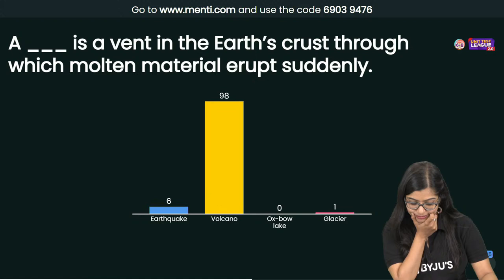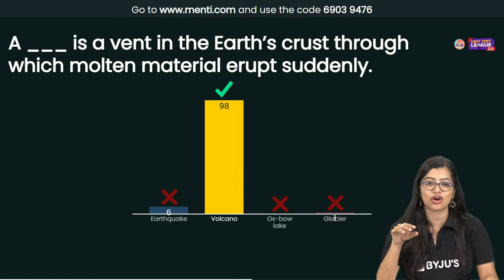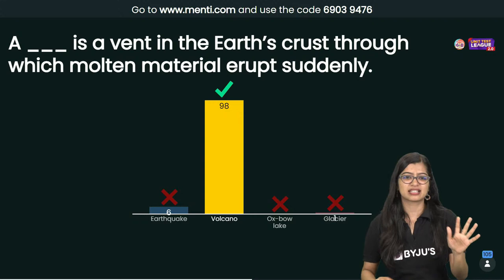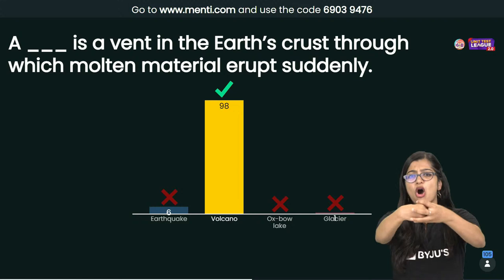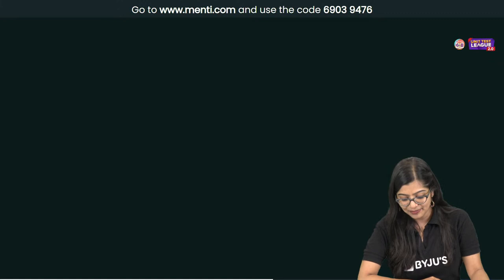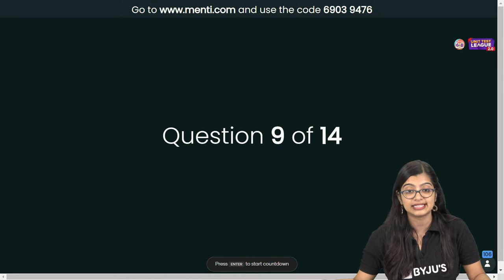Very good, everybody. Who marked earthquake? Some of you would have had misclicks. So no problem. We know that a volcano is a small vent or a space through which you have molten material erupting, right? So now let's have a look at question number 9. Then we have question number 10, after which we will have the leaderboard, right?